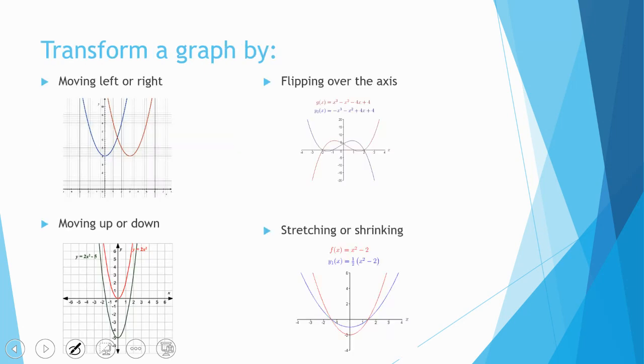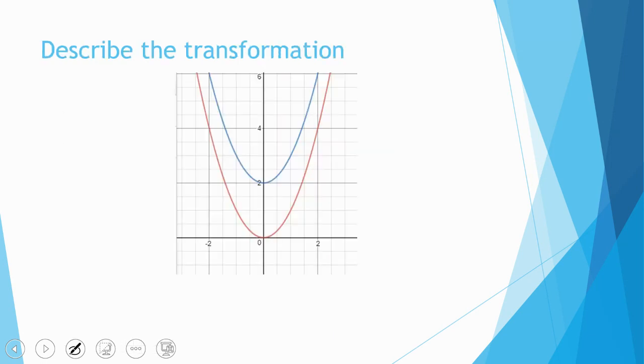I can transform a graph in a bunch of different ways. I can move it left and right, I can move it up and down, I can flip it over the axis, and I can stretch or shrink it. I can do one of those things, all of those things, or some variation. We're going to talk about how to do those different things, both looking at a graph and looking at an equation.